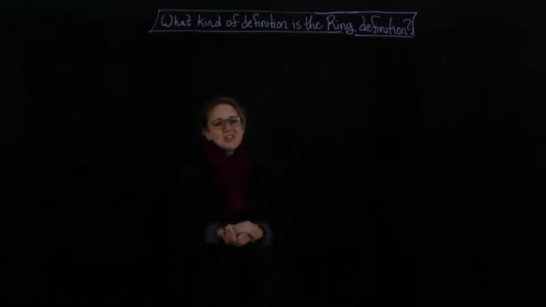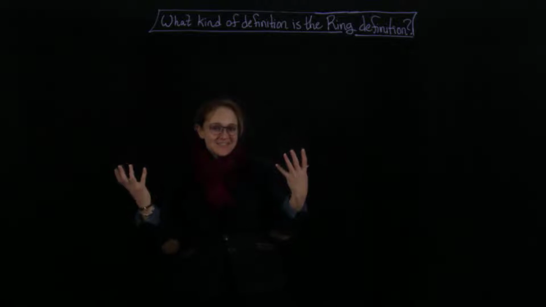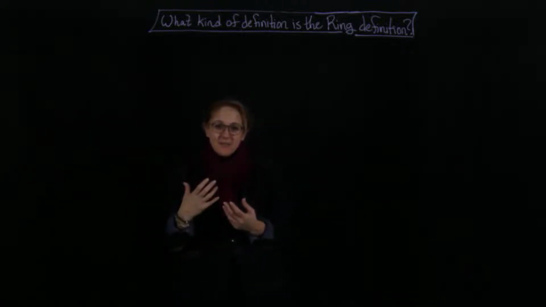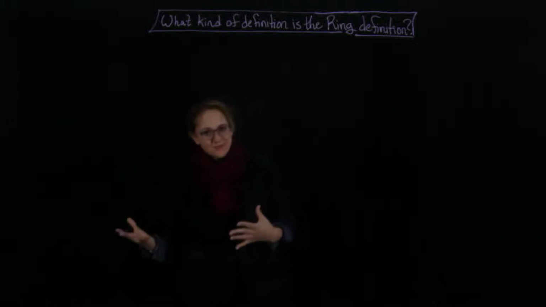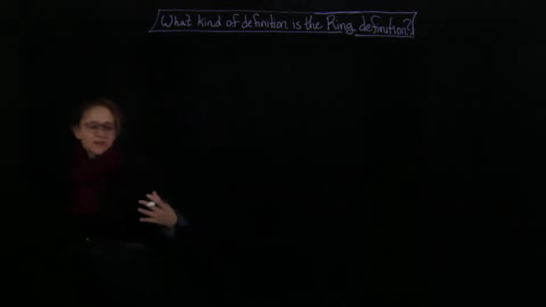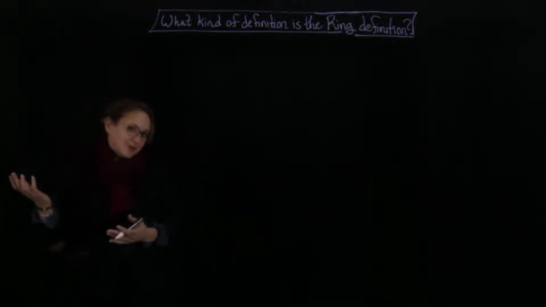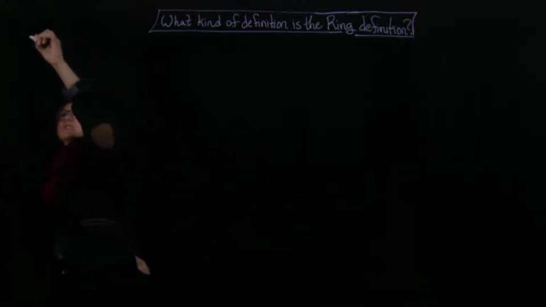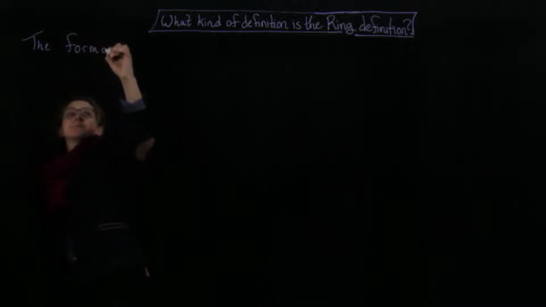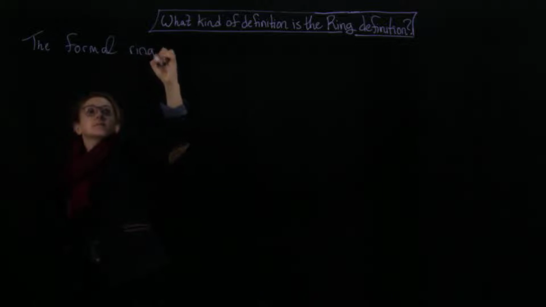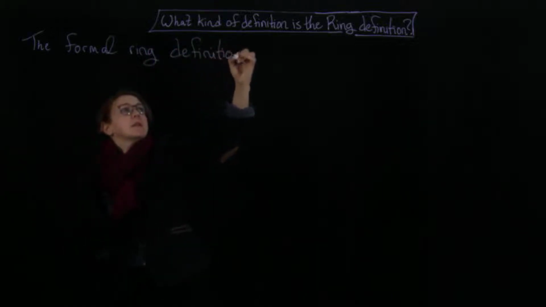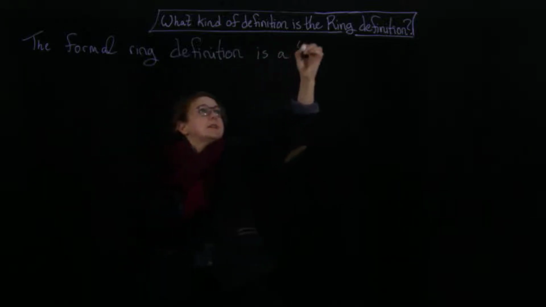Welcome. In this lecture, I want to go through what kind of definition the ring definition is, in the sense of really how you're going to use it and prove things about it. So here we go. The formal ring definition is what I call, this is my own terminology, a checklist definition.